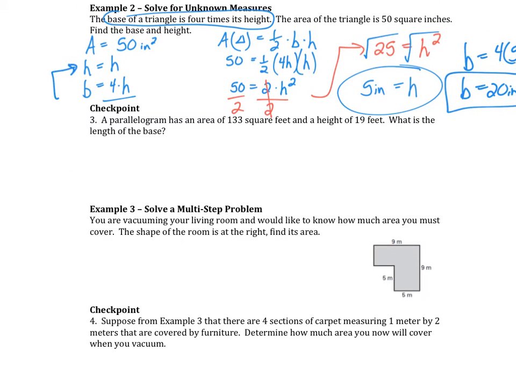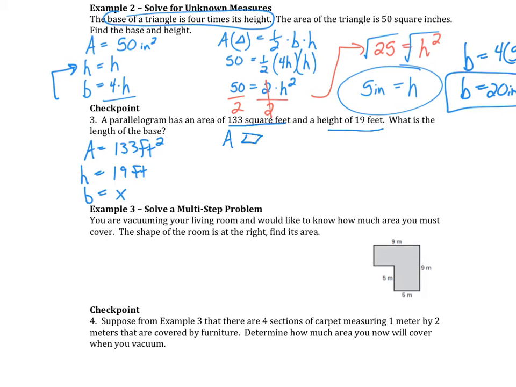All right. Checkpoint 3. A parallelogram has an area of 133 and a height of 19. What is the length of the base? So we have area is 133 feet squared. The height is 19 feet. We are trying to find the base. So we'll call the base x. Sometimes you call it b if you want, call it x. Just when you don't know something, you call it a variable.